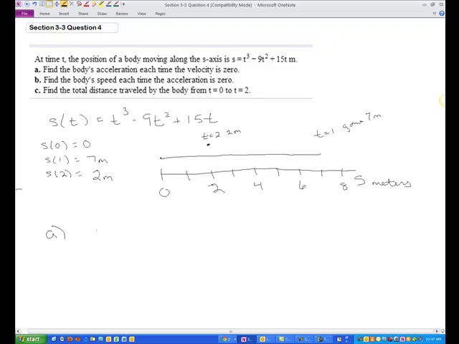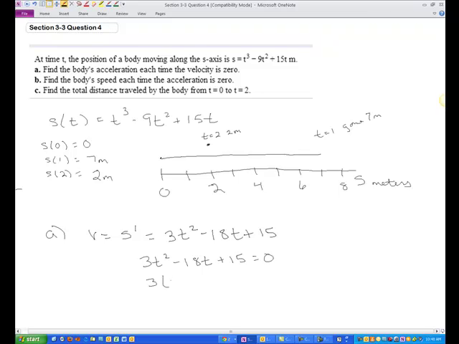All right, so if s of t is equal to t cubed minus 9t squared plus 15t, remember the velocity is equal to the derivative of the position. So in this case, it's going to be 3t squared minus 18t plus 15. And we want to see when the velocity is equal to 0, because that's the question. So we'll set that equal to 0 and solve it: 3t squared minus 18t plus 15 equals 0.